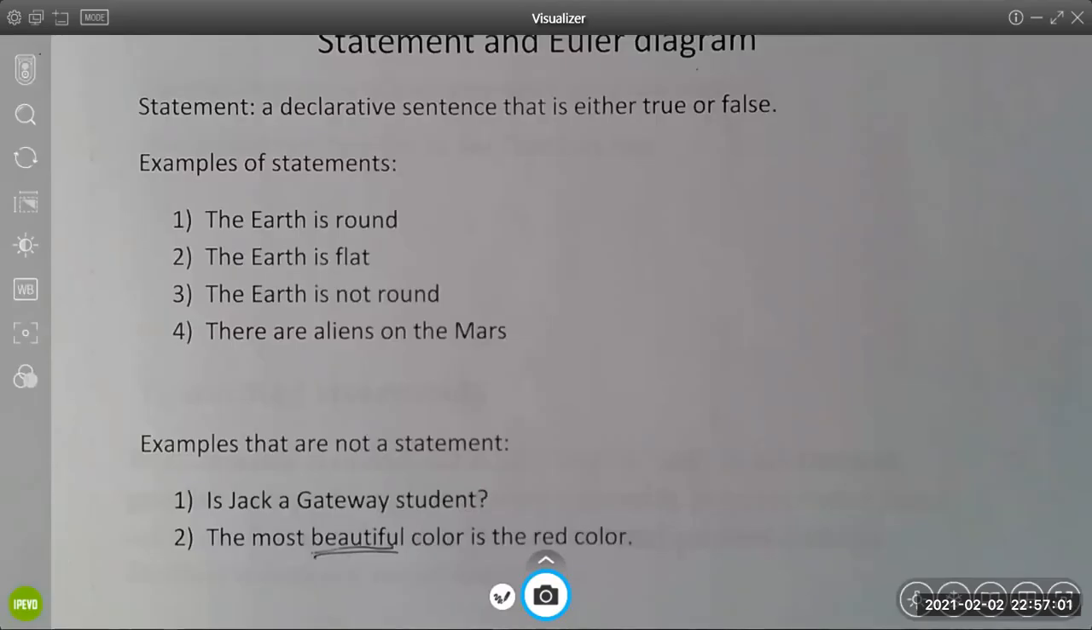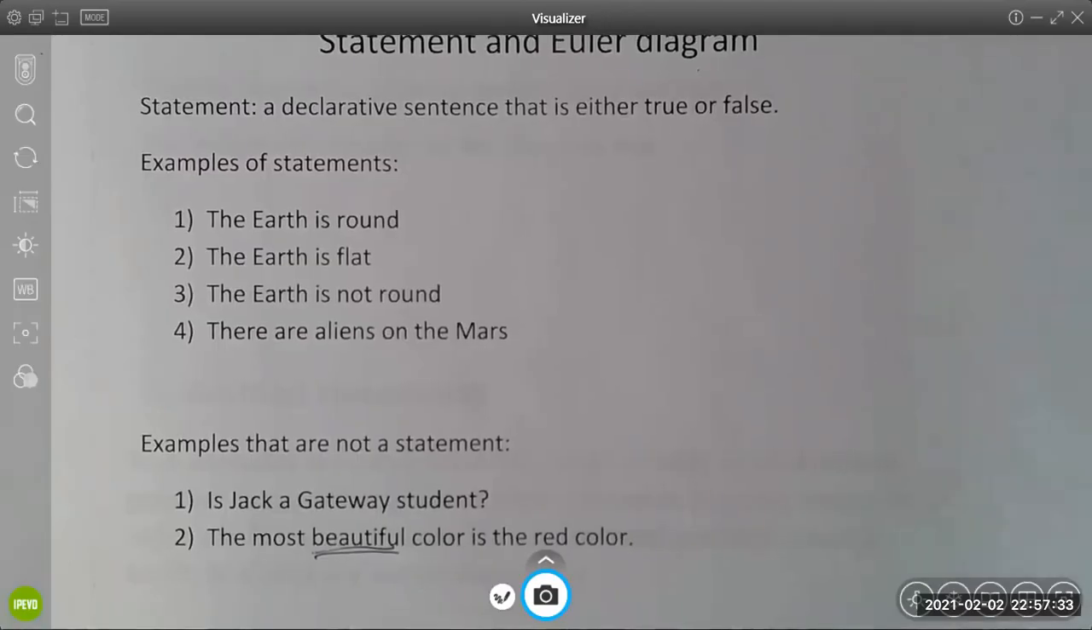It's not factual, unlike one of those four examples we mentioned above, say, for example, the fourth one, there are aliens on the Mars. We don't know if there are aliens on the Mars or not, but it doesn't matter. Either they are on the Mars or they are not. It's going to be factual. It's not people's opinion. This word beautiful is people's opinion. So this one cannot be a statement.